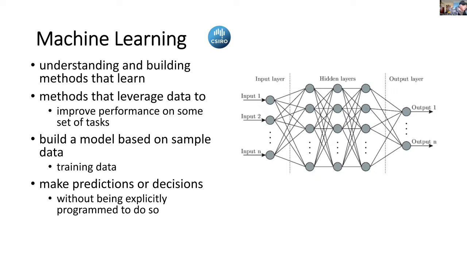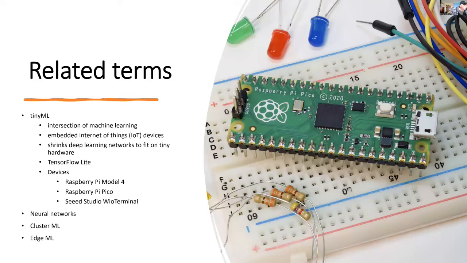And in the photo, we're using a neural net, and neural nets use connections at different layers to improve the accuracy of the machine prediction. So related terms: we'll be using a technology called tiny machine learning. It's a combination of machine learning with Internet of Things devices, so it shrinks learning networks to fit on tiny hardware. And there's an example on the right.